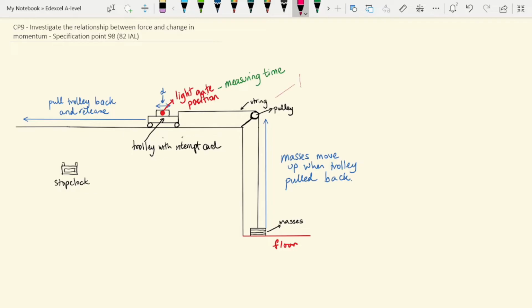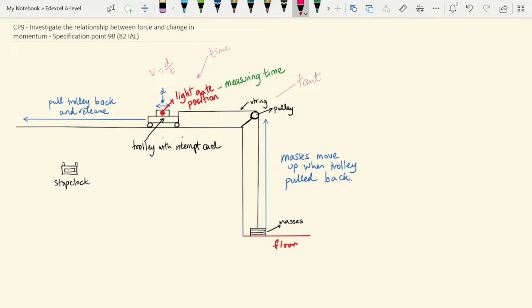You start it off with the string taut, and you mark the position of the trolley when the masses just touch the floor. This is the exact position where you want to put your light gate. What you want to be able to do is measure the speed of the trolley after the masses have accelerated it. This is going to measure our v, and v is distance over time here, so your light gate is set up to measure time.